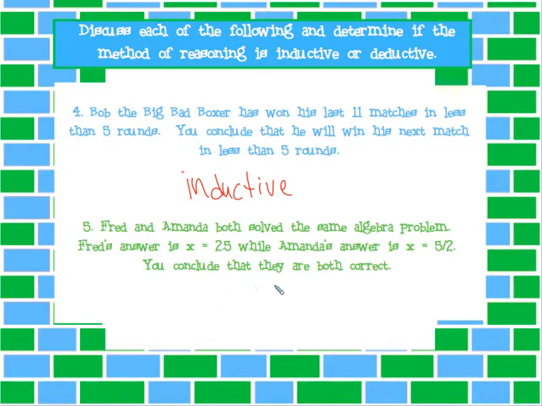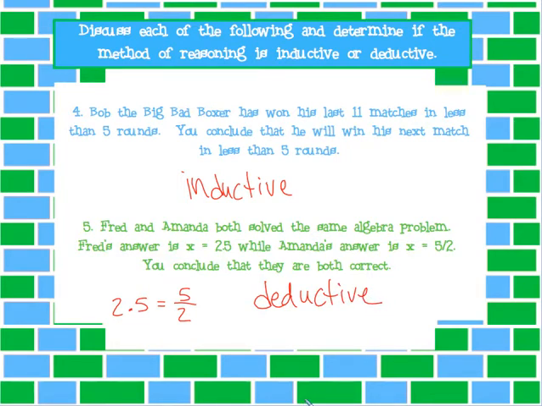Fred and Amanda both solve the same algebra problem, and Fred's answer is 2.5 while Amanda's answer is 5/2. You conclude that they are both correct. Now, I do think this one's kind of tricky because my first thought is, are they really correct? But I think we're supposed to assume that one of these is right so you can make the conclusion that they're both right. So that's just based on the rule that 2.5 is the same as 5 divided by 2. So since that's just a math rule, that's deductive.